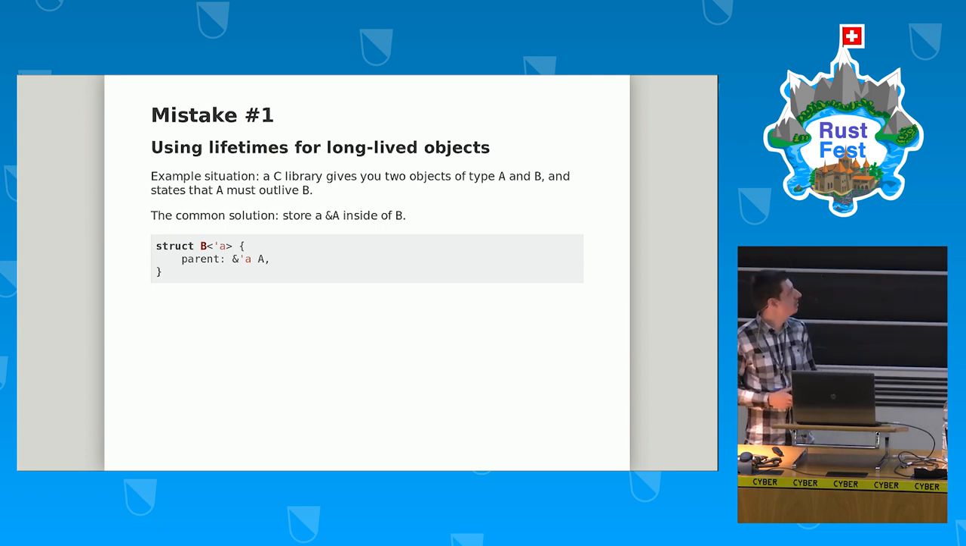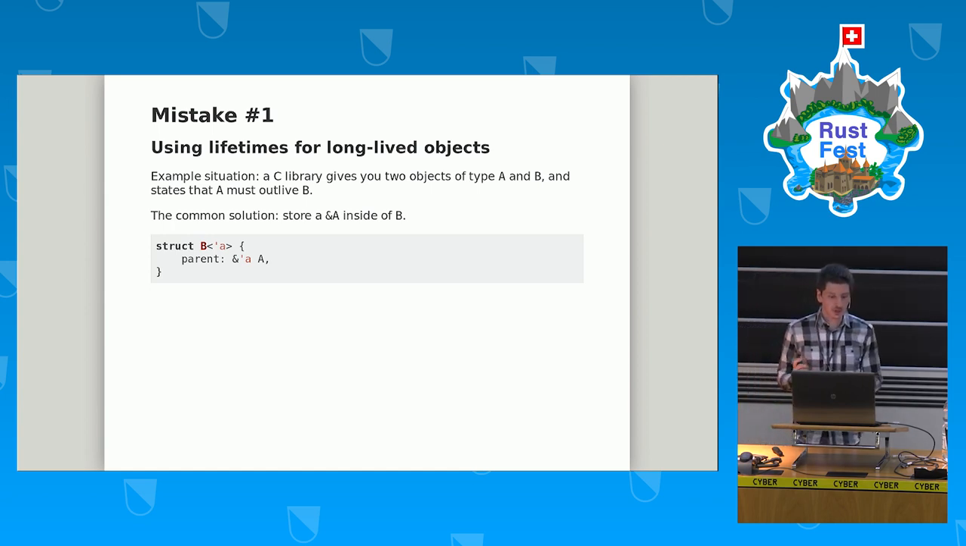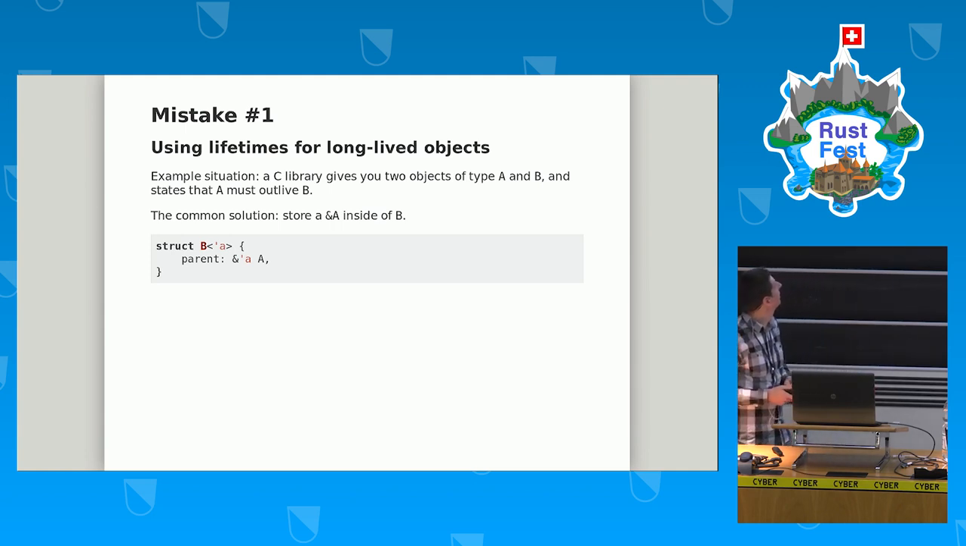So a very common situation in C libraries is that the C library provides you with two types of objects named A and B, and says that you must ensure that A outlives B. And the common solution as a writer of a wrapper is to use a lifetime. That's what comes to mind when you want to wrap around this API. So the C library says that A must outlive B, so your wrapper on B holds a borrow to A.